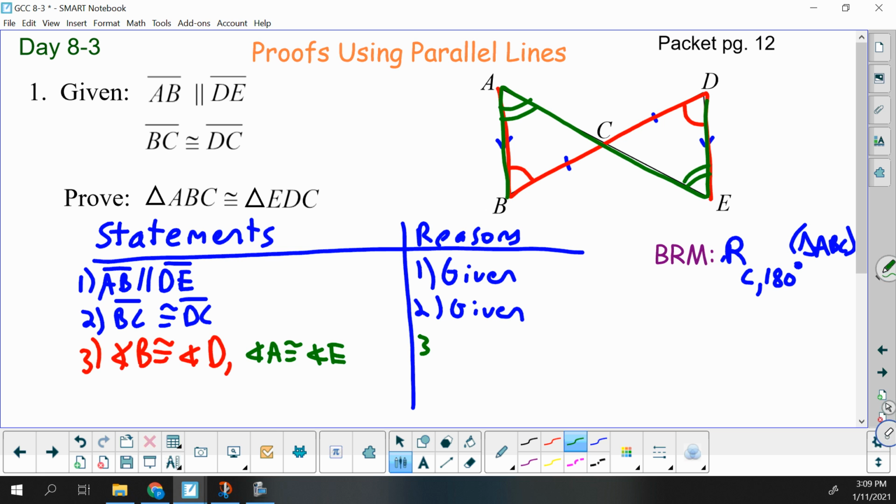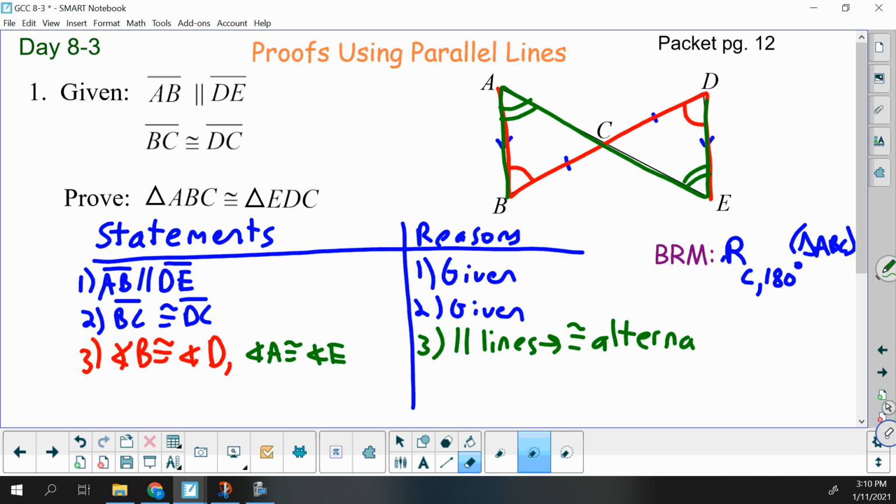And our reason is just one of our new ones for today that, again, you have on your second card there: parallel lines implies, oops, need the arrow there, implies congruent alternate interior angles.